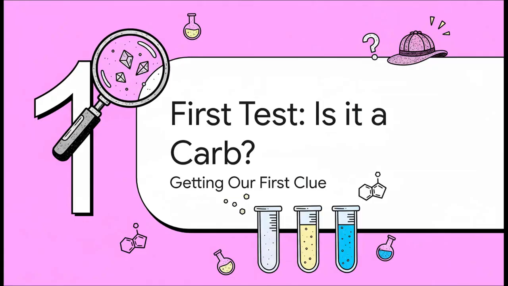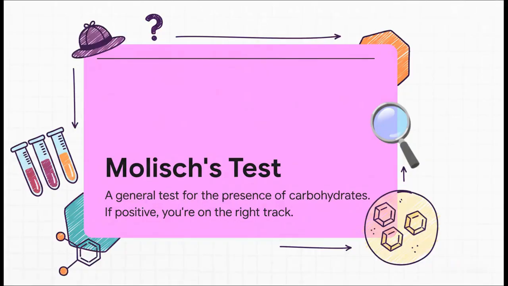First things first, we need to figure out if our unknown substance even belongs to the massive family of molecules we call carbohydrates. We need a test that's going to give us a clear yes or no answer. Something to tell us if we're on the right track. This is where we get our first really big clue. And for that, we've got a go-to tool, Molisch's test. You can think of this as our universal carb detector.